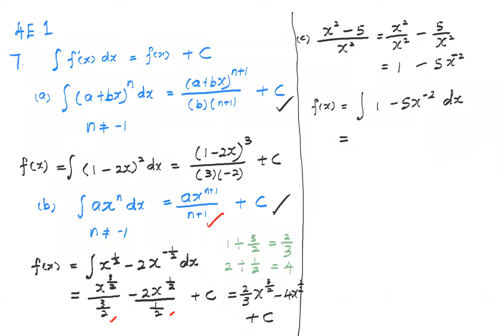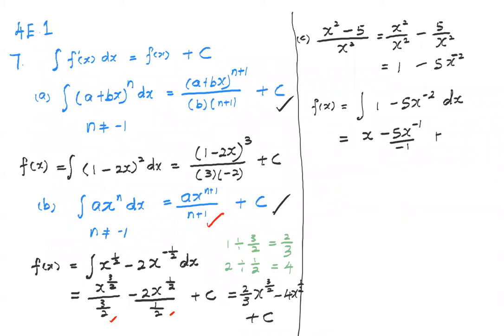Hold on. Cannot hold on one. 1x, plus c. 1x, no need plus c. The plus c will be put at the back. Okay, take away minus 5x to the power of -1. Yeah, that is good. Then over -1. Thank you.